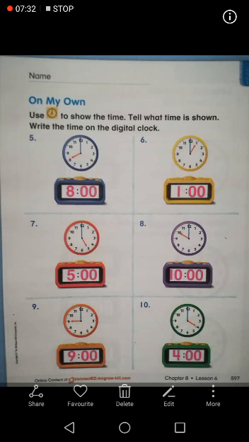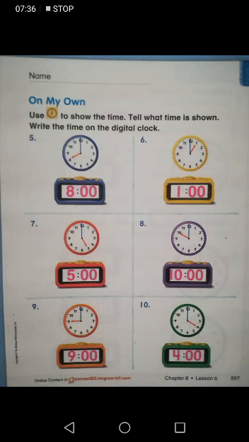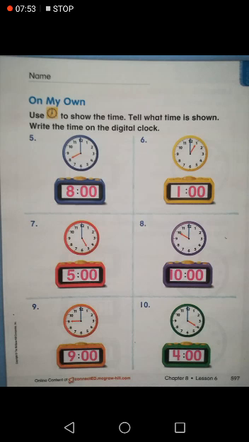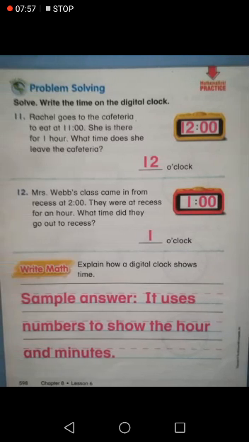The last example on this page, exercise 10. What time is it? The hour hand is pointing to 4. So it's 4 o'clock. 4 o'clock means the minute hand is standing at 12. Don't forget, if the minute hand is standing at 1, it will not be o'clock, it will be 5 minutes. I will tell you this later. Okay, next page.